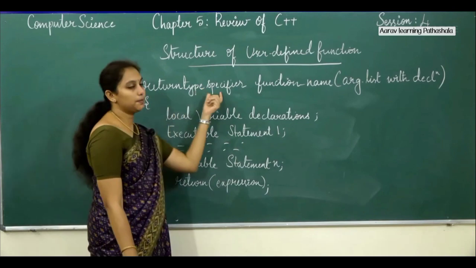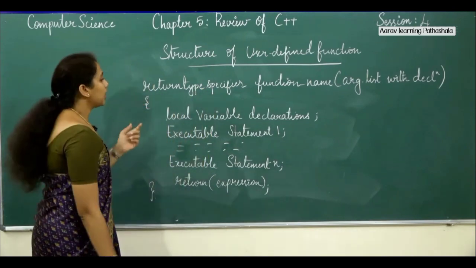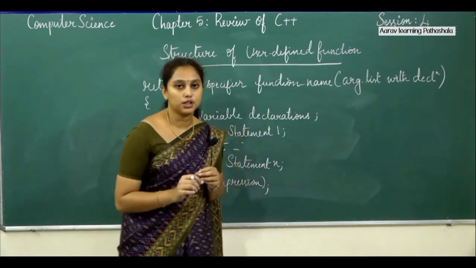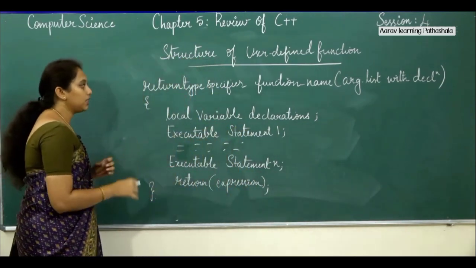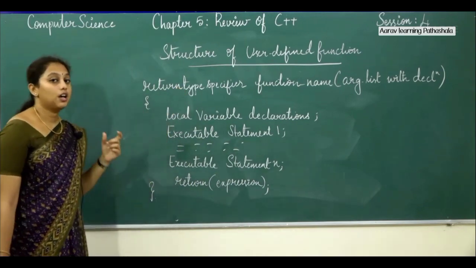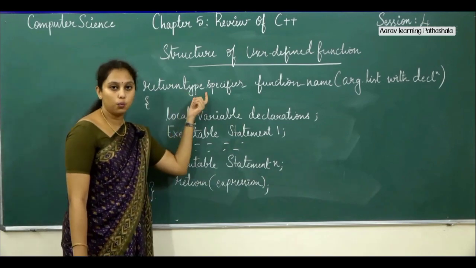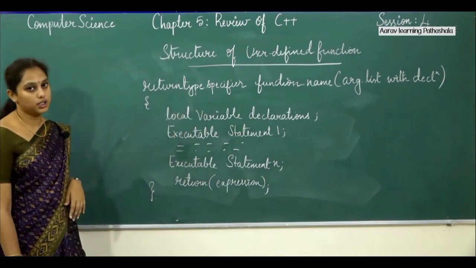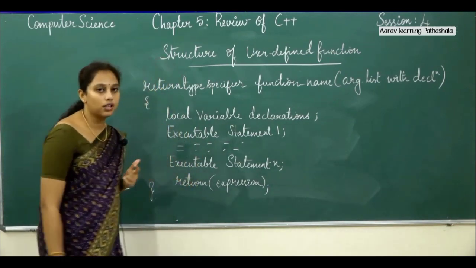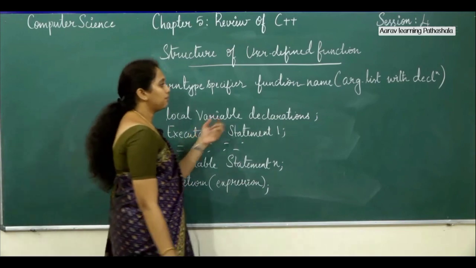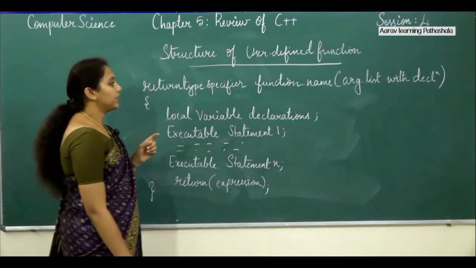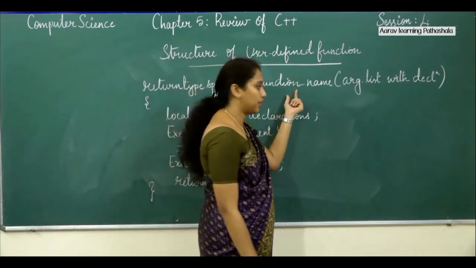So what is return type specifier? Here return type specifier specifies the data type of the function. The return type specifier could be int, char, float or void. The return type void is used when the function does not return any value to the calling function. So what is function name? Function name is an identifier which identifies the name of the function.